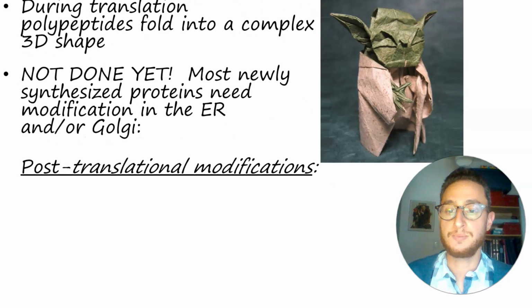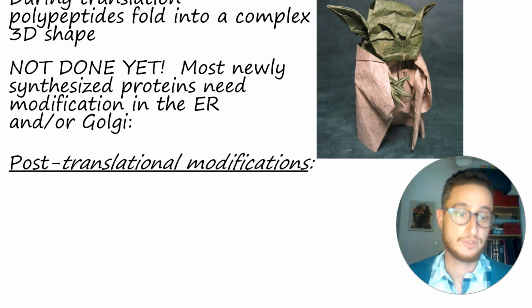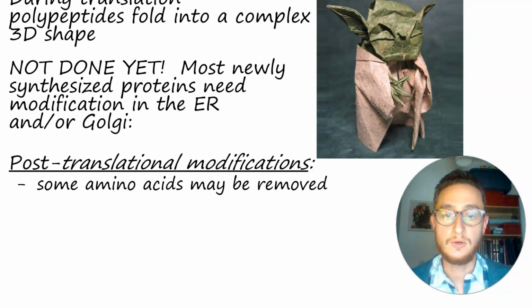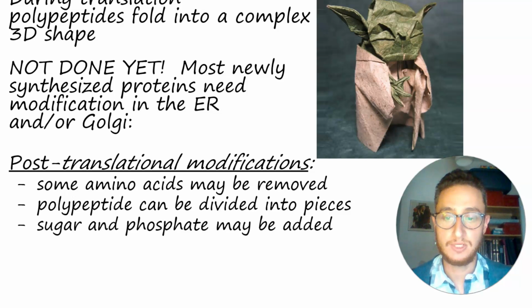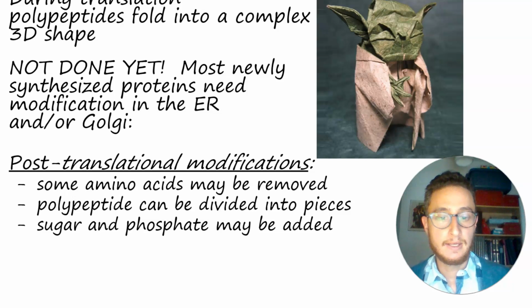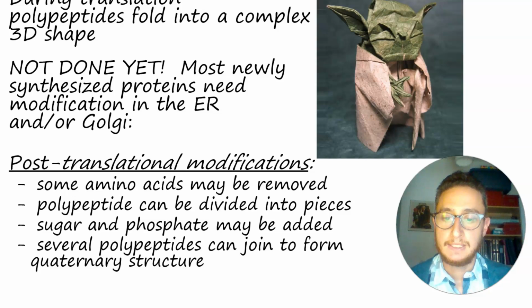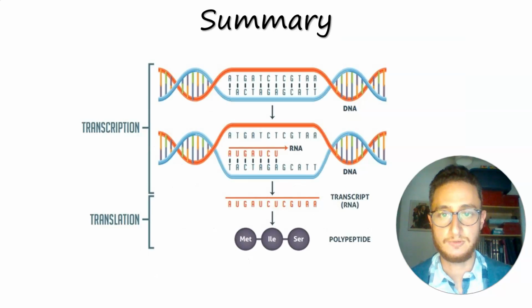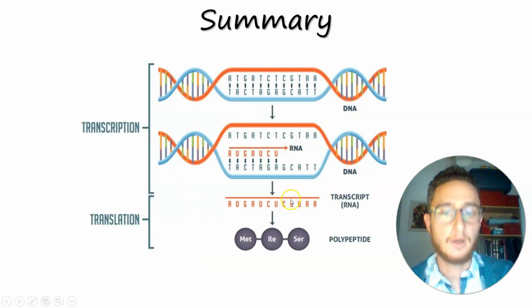So we call this last step post-translational modifications, and that's fancy words for saying what sorts of things can we change about a protein after it's already been made or translated. So we can remove some amino acids from it. We can divide it into smaller pieces, right? Chop it up. We can add sugar or phosphate to it, right? Make it a glycoprotein or phosphorylate it. Or we can add several polypeptides together to give it quaternary structure. And so there's the central dogma, guys. DNA to RNA, RNA to protein.